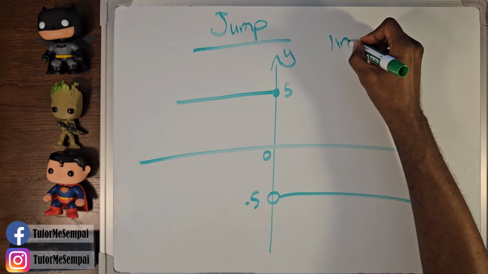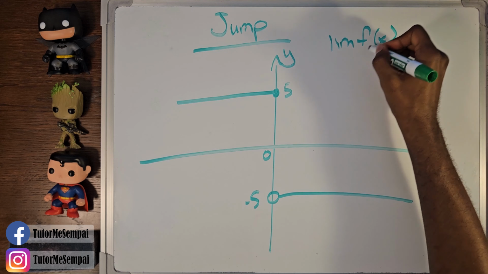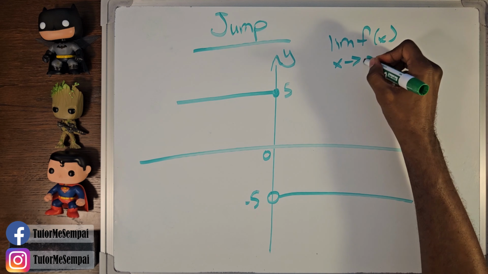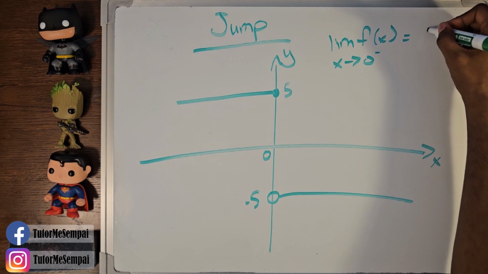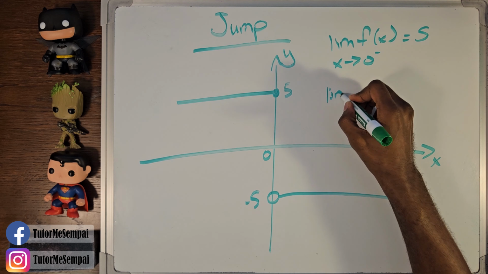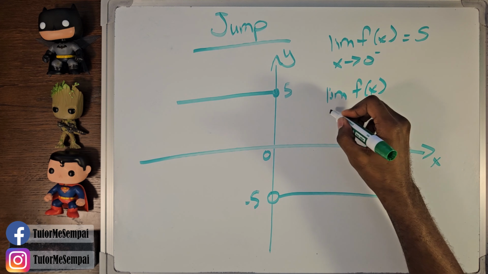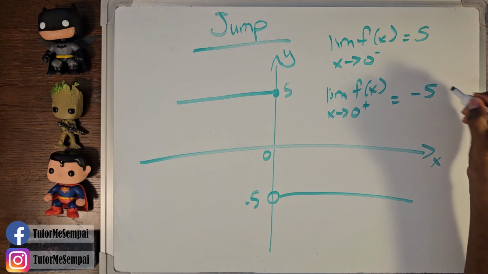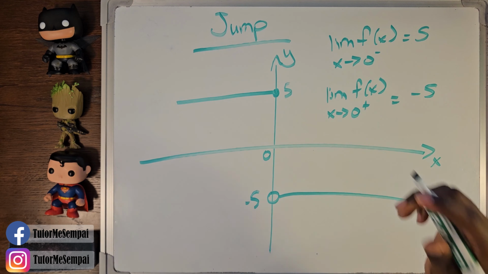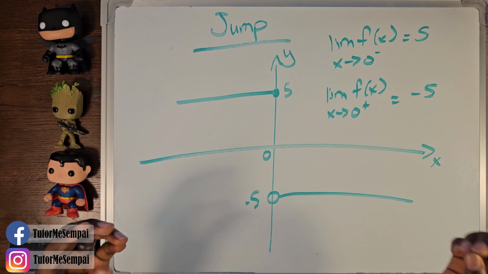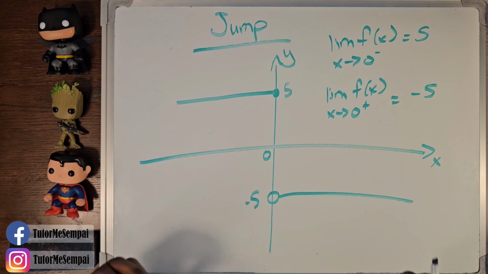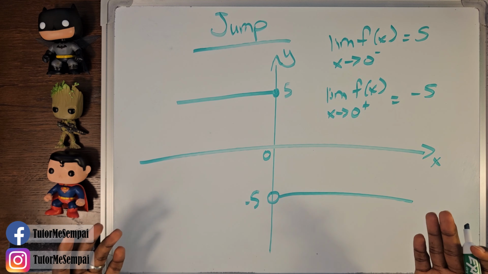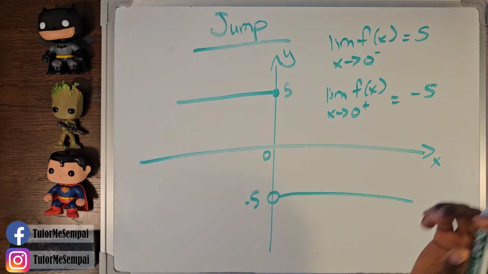The limit of this function, f of x, as x approaches 0 from the left is going to be 5, and the limit of f of x as x approaches 0 from the right is going to be -5. Doesn't equal means that the limit does not exist. That's by definition what a jump discontinuity is. So you don't have an overall limit, but you do have left and right hand limits.